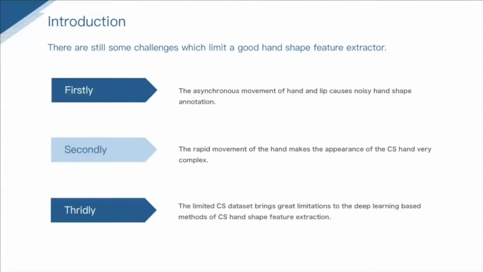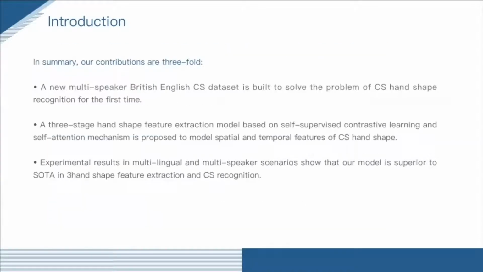Thirdly, the limited Q-speech dataset brings great limitations to the deep learning-based methods of Q-speech handshape feature extraction. At present, the published Q-speech datasets merely include a single-speaker French dataset and a single-speaker British English dataset. And the contributions of our work are mainly divided into the following 3 points.